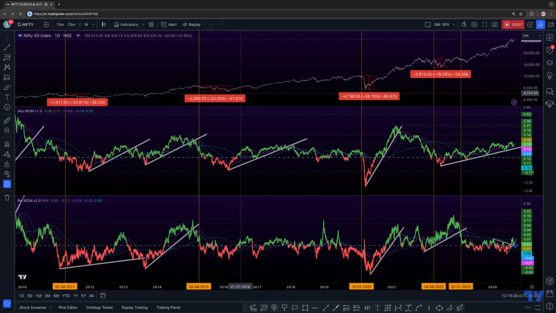You can also see the correction in the COVID time period and how the absolute and relative momentum charts were looking at that particular point of time. Okay, so that being the case, let us look at relative momentum.